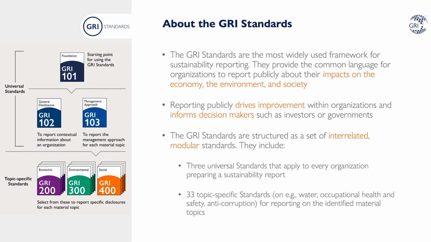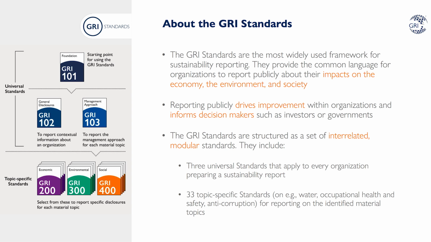The GRI standards are modular. There are 3 universal standards that apply to every organization that wants to report on its sustainability efforts. The starting point is GRI 101 Foundation, which sets the principles for defining the content of the report. GRI 102 General Disclosures is used to report on the contextual information of the organization and its reporting practices. And GRI 103 Management Approach is used for reporting on how organizations manage each topic that is material.